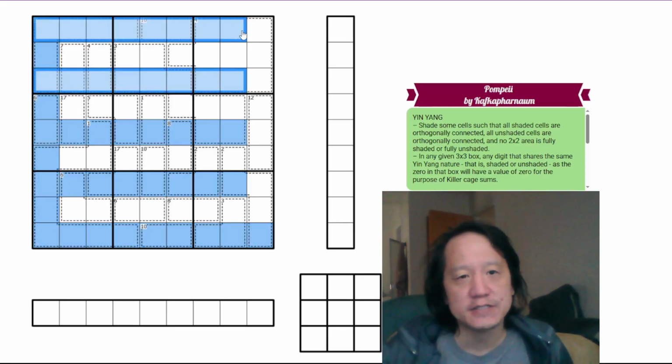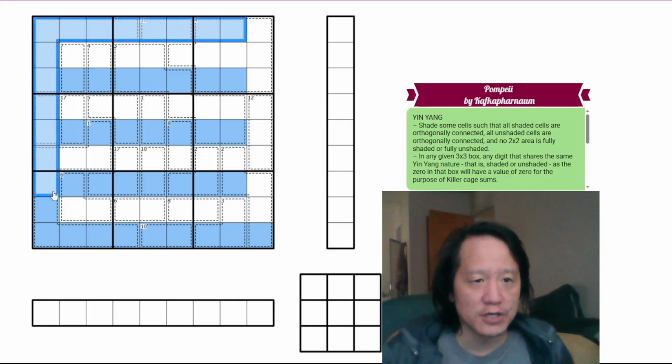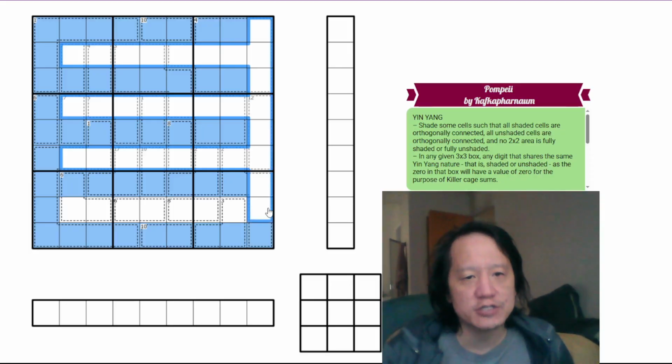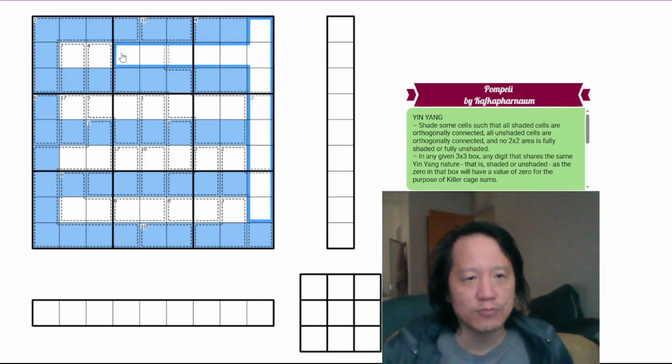And what does that mean? It means you can get from any shaded cell to any other shaded cell just by going through edges, all while staying within the shaded region. So for example, if you try to go from here to here, you can just go along this way, and it would always go through shaded cells, all while going through edges. And the same thing is for unshaded cells, which is why this is valid, because you can go from any unshaded cell to any other unshaded cell just by going through edges, all while staying within the unshaded region.